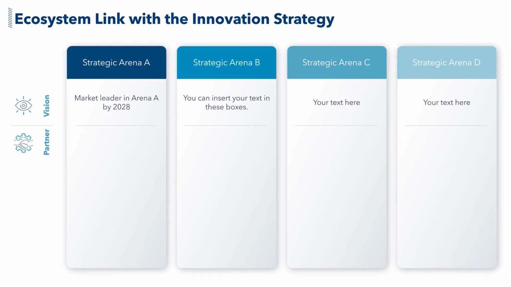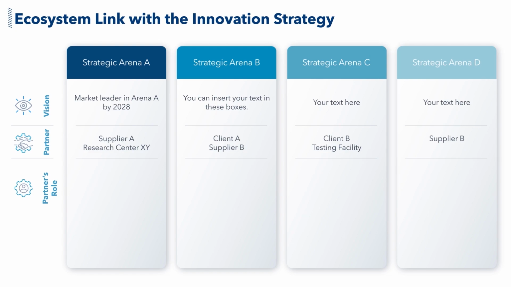For example, for Strategic Arena A, Supplier A and Research Center XY have been identified as preferred partners to supplement the organization's capabilities. Then the partner's role in the journey to concretize the strategy has been defined to provide insight regarding a specific technology and actively participate in concept development and product prototyping when embedding a particular technology.